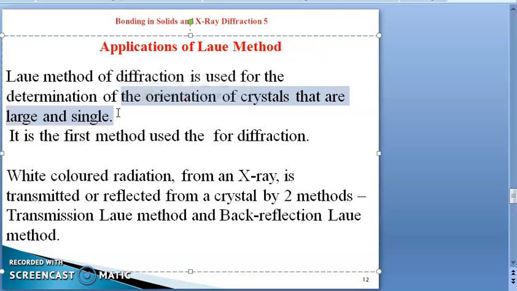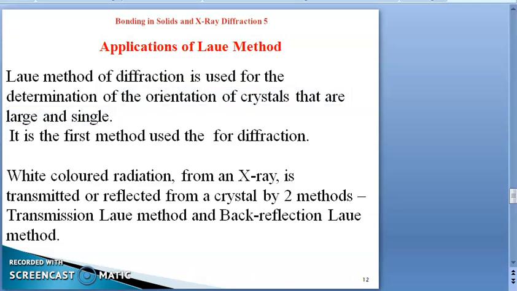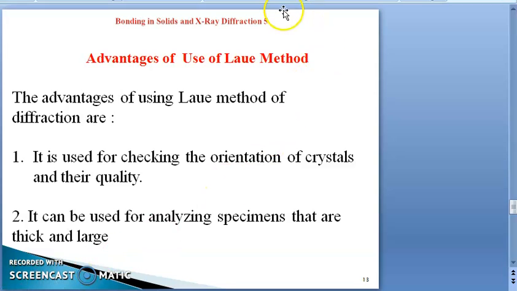White radiation from an X-ray source is transmitted or reflected from a crystal by two methods. They are the transmission Laue method and the back reflection Laue method. These two methods were utilized for the study of orientation of crystals, I mean, for the study of orientation of a single crystal. So in this way, we have seen the various uses of Laue method.